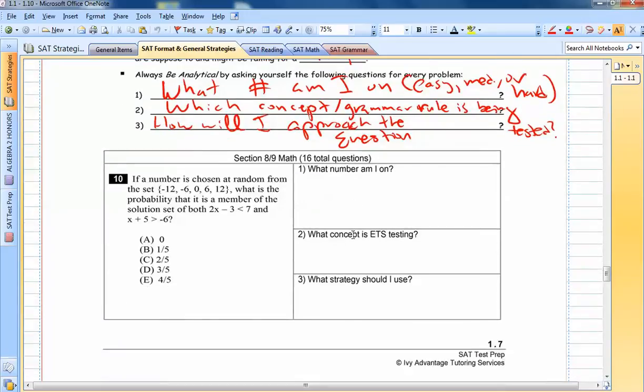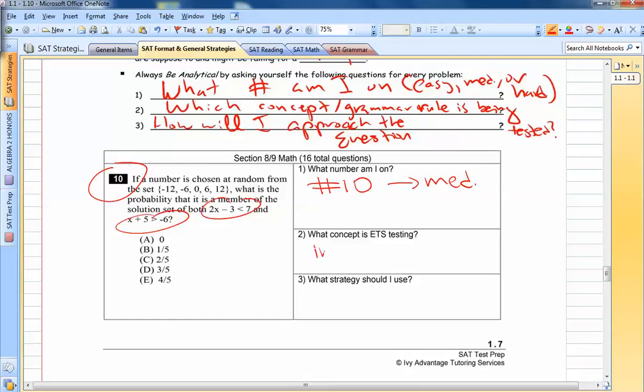Let's look at this example here. This is a 16 question section for math. You're on number 10. So this will probably be a medium level question. It won't be too easy, but it shouldn't be too hard. So maybe it might take us a minute to solve. Concept being tested, looks like they're talking about inequalities and also probability. So whatever knowledge you have about that, you'll want to utilize that knowledge to help you solve the problem.